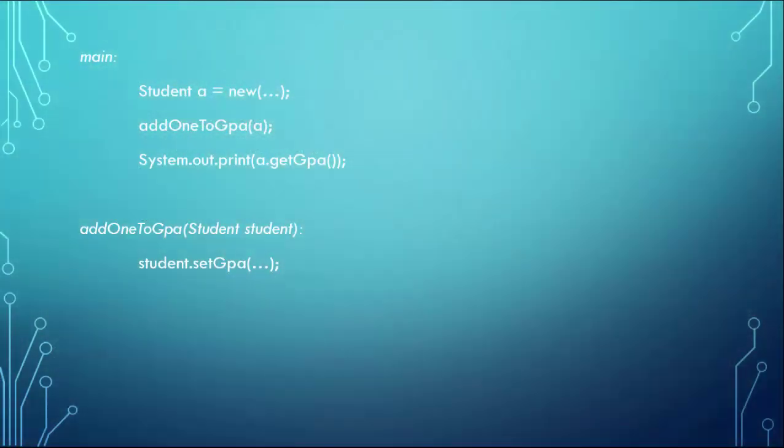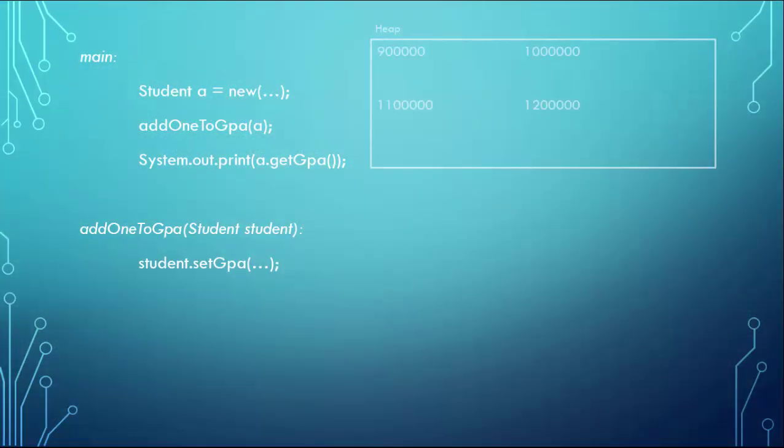So here's the baseline of our new program. What's new is I'm going to draw the heap up at the top. The heap is a different part of memory, and that's a part of memory where objects go. So basic variables like integers go in the stack. Objects go in the heap. Let's see how this works.